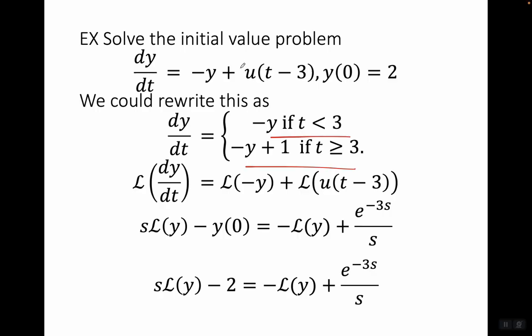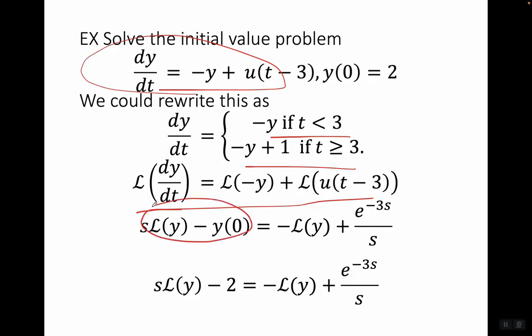Okay, so we're going to take the Laplace transform of both sides of this equation, and we end up with this. We can simplify. We've seen before the Laplace transform of dy/dt is s times the Laplace transform of y minus y of 0. This equals negative Laplace transform of y, because we can pull the negative sign to the outside, plus the Laplace transform of u of t minus 3, which is just this over here.